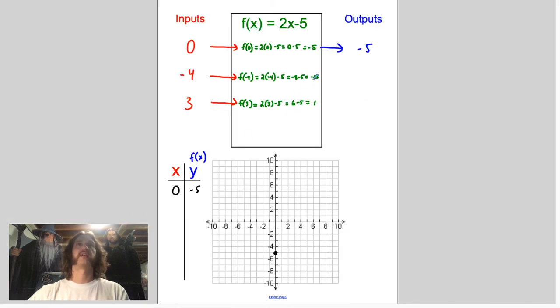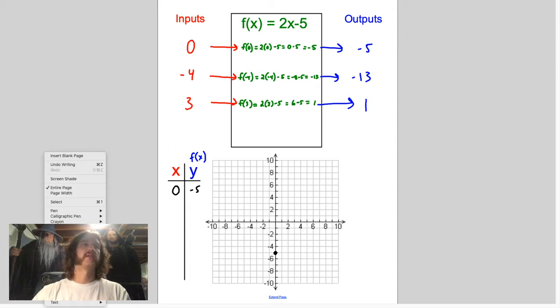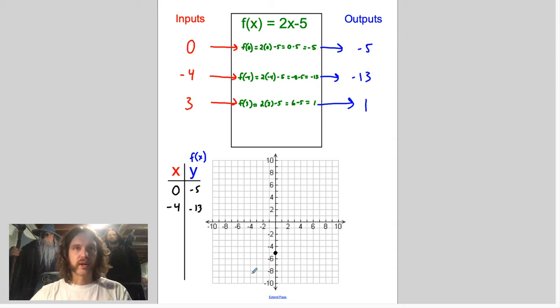We know that this is a linear function. So out pops -13. Out pops 1. All right, so let's go to here and let's write these points on the table. So -4, -13. Oh boy. For -4, we're going to go down 1, 2, 3. Okay, there's one of my points. And the next one is 3, 1.